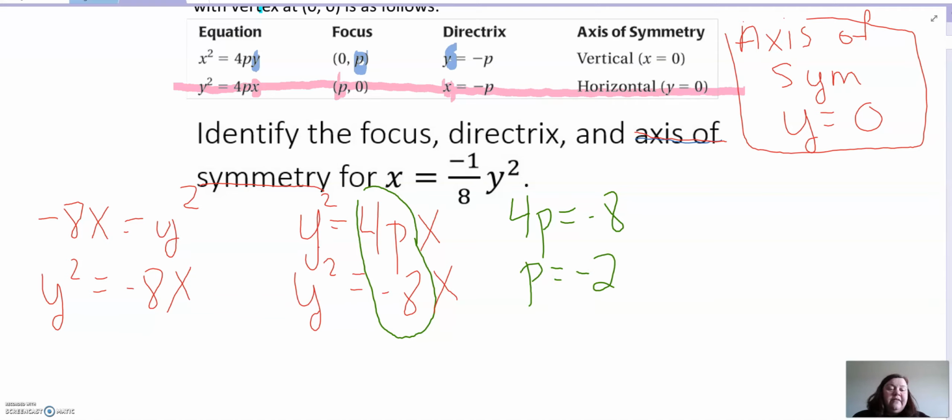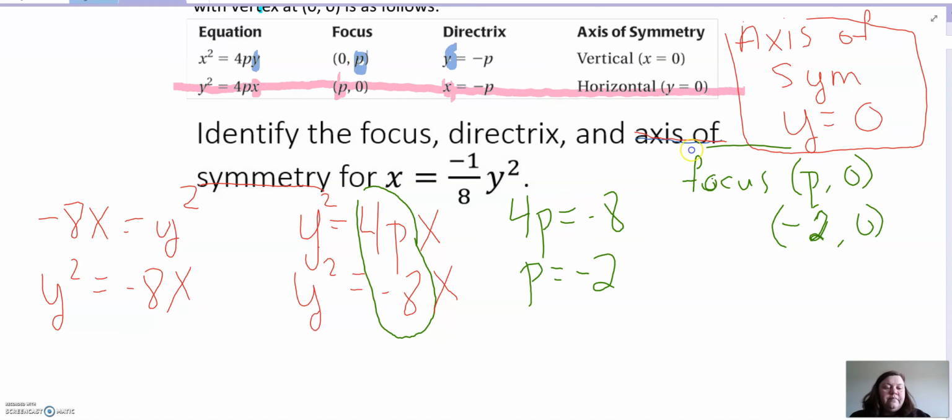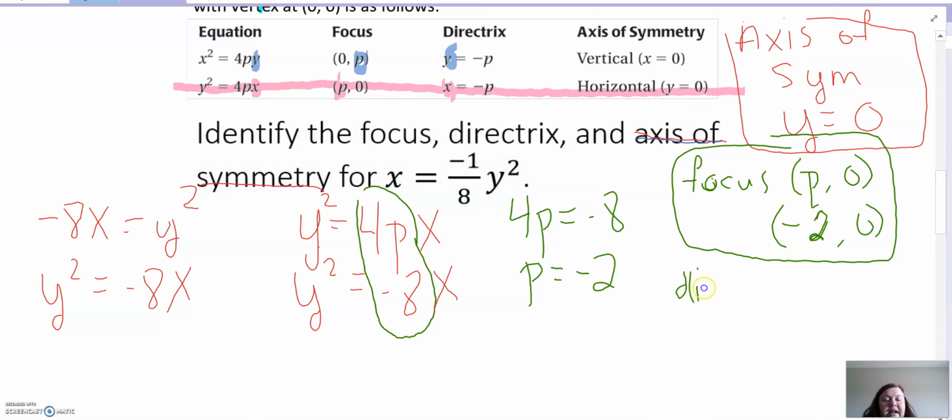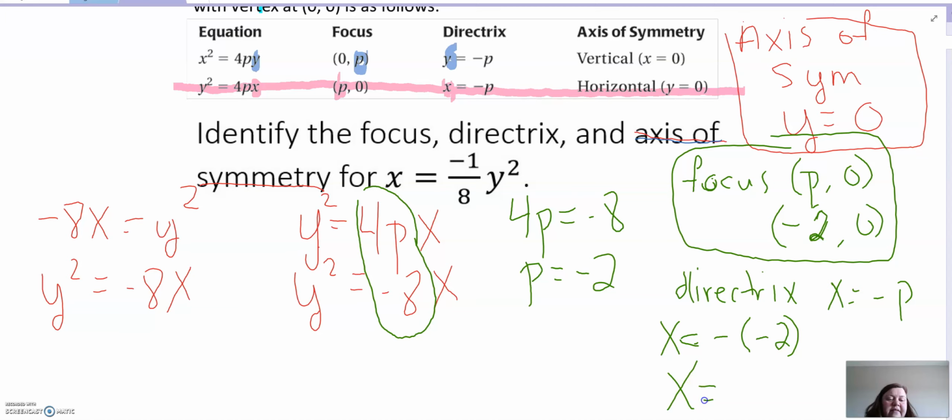So now I can figure out the focus and directrix since I have p. So my focus is p, 0. So I'll have negative 2, 0 for my focus. Okay. Now for my directrix, the directrix is x equals negative p. So if I plug in p here, I'll have x equals negative 2, which two negatives make a positive. So I'd have x equals 2 for my directrix.